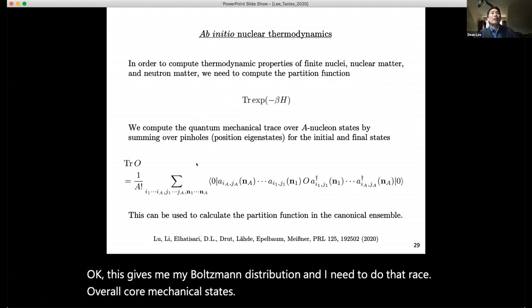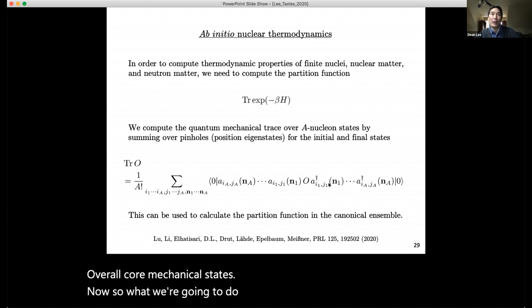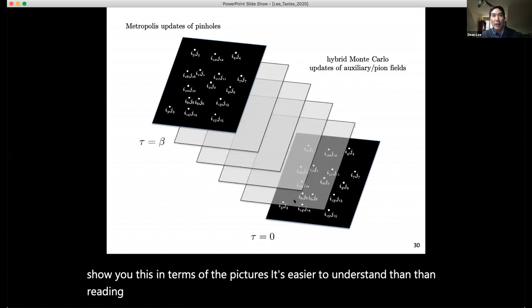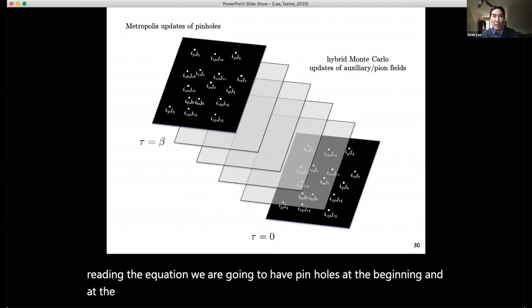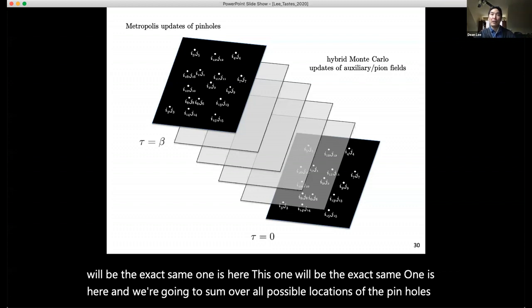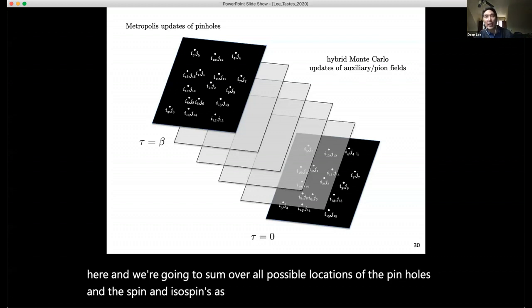Now, what we're going to do here for the pinhole algorithm, let me show you this in terms of the pictures. It's easier to understand than reading the equation. We're going to have pinholes at the beginning and at the end. But the pinholes will be correlated with each other. So this one will be the exact same one as here. This one will be the exact same one as here. And we're going to sum over all possible locations of the pinholes and the spin and isospins as well. And this will give us then the trace over all quantum mechanical states.